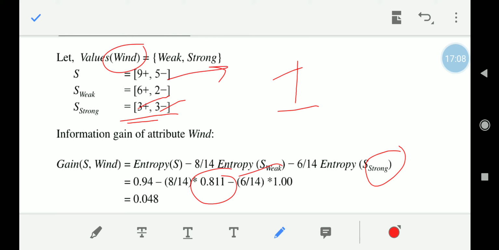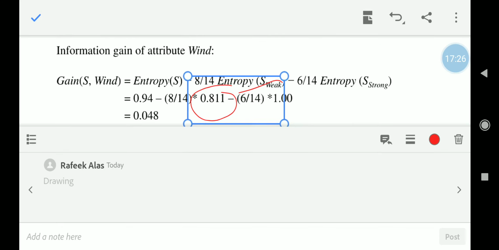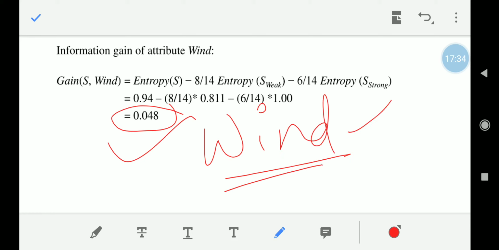We have seen that statement earlier. If entropy is 0, all belong to the same class. If entropy is 1, there are 2 classes, half and half. If entropy varies between 0 and 1, they are unequal. So for S strong, you can see 3 plus and 3 minus, you can directly write 1. So you will get the gain as 0.048. We have calculated the gain for the wind attribute now.